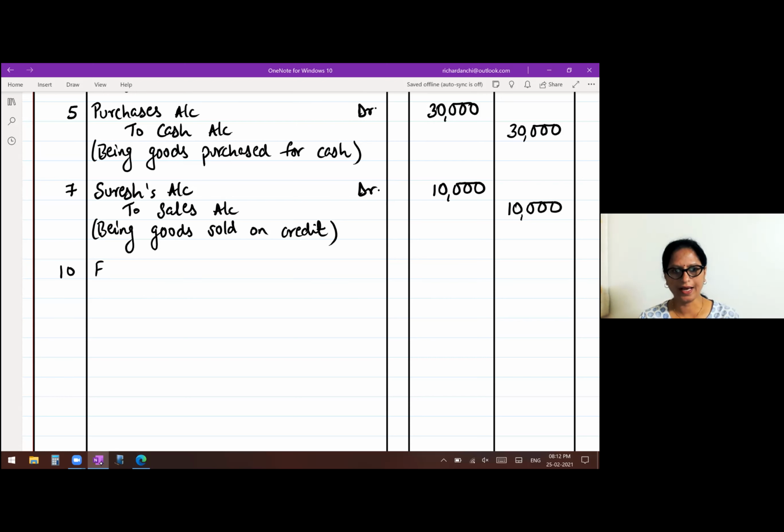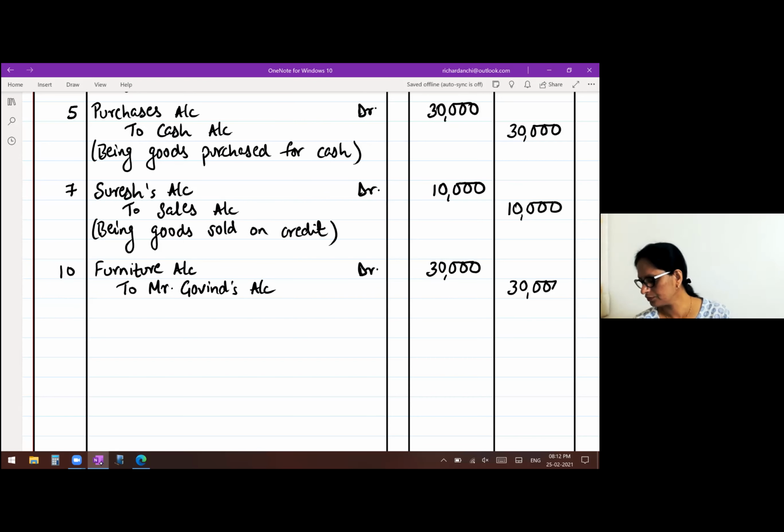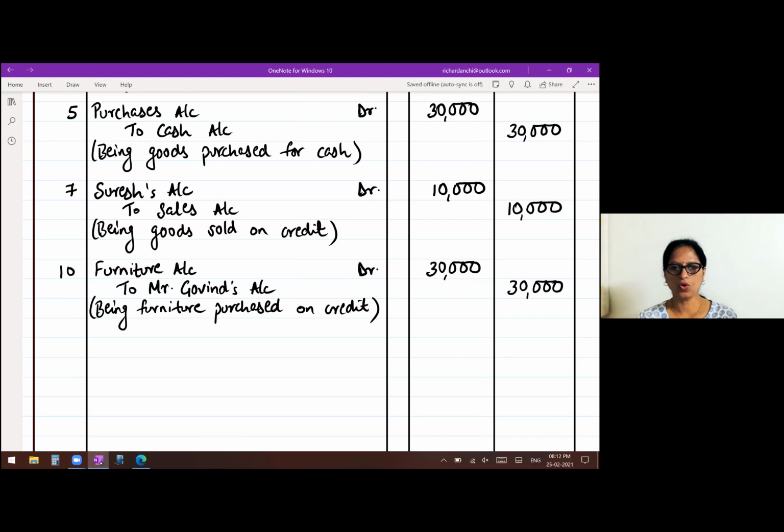Furniture account debit 30,000 to Mr. Govind's account 30,000. Narration: being furniture purchased on credit. The words on credit have to be there. So being furniture purchased on credit.